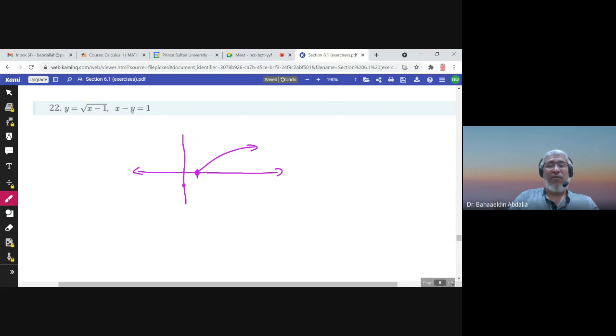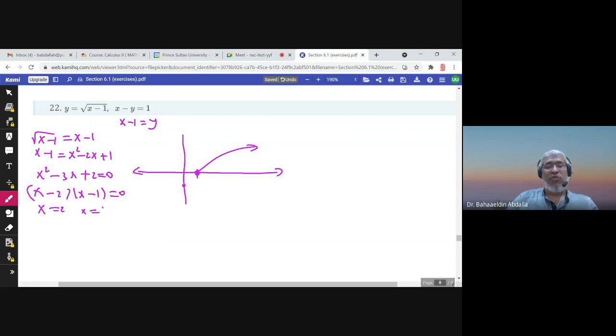So here I have x minus 1 equals y, and here y equals square root of x minus 1. So I have square root of x minus 1 equals x minus 1. Square both sides, so x minus 1 equals x square minus 2x plus 1. I have x square minus 2x minus x is minus 3x, and plus 1 is plus 2, equals 0. So x minus 2 times x minus 1 equals 0. This is the factored form. So either x is 2 or x is 1. If x is 1, y would be 1 minus 1, 0. And if x is 2, 2 minus 1 is 1, the square root of 1 is 1. Good. So at the point (1, 0) they intersect, and at the point (2, 1) they also intersect.